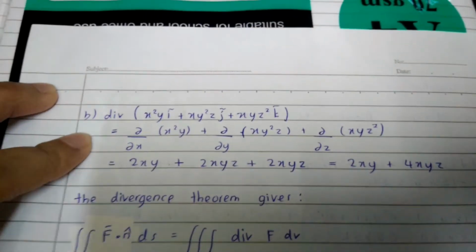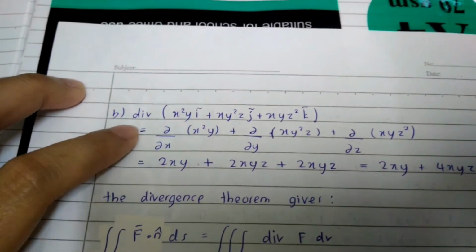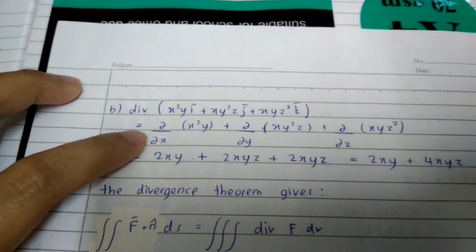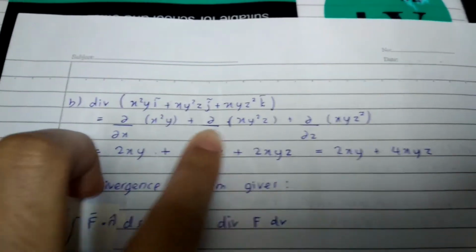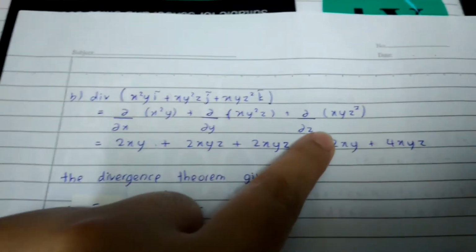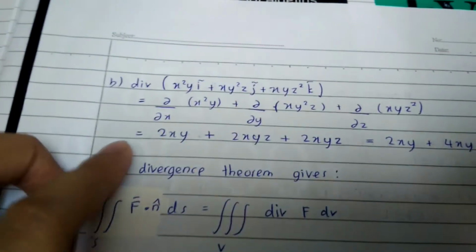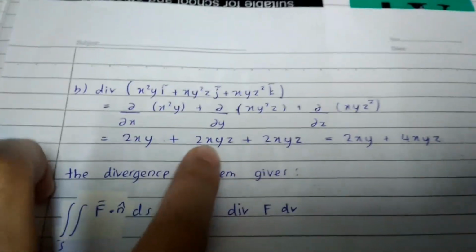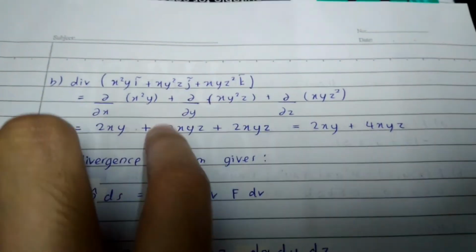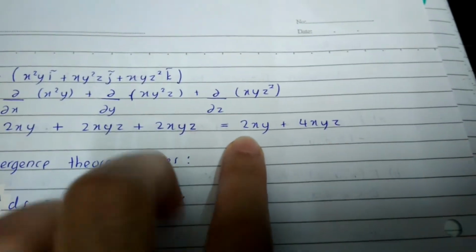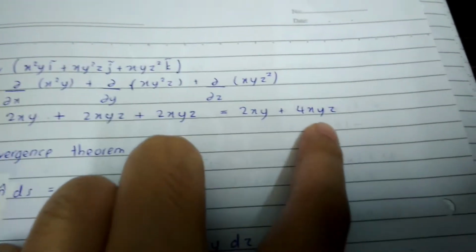So the solution for B is, first, as usual, we need to find the div of F(x,y,z). So we differentiate the first one with respect to x, the second one with respect to y, and the third one with respect to z. And then we get 2xy plus 2xyz plus 2xyz. So this one is the same, so we need to combine. So we get the final one, 2xy plus 4xyz.